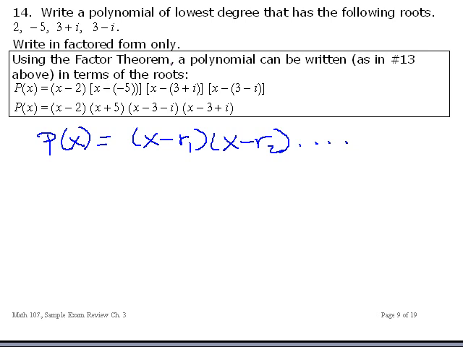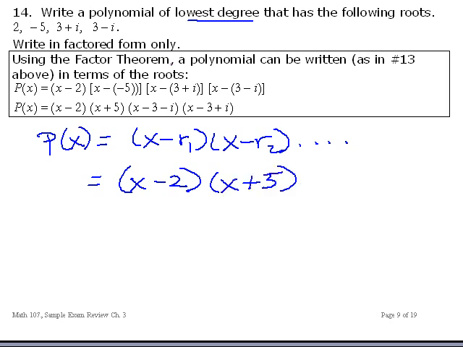In this case, you're given these roots, and the idea is to write the polynomial of lowest degree that has the following roots. Well, the minimum degree is going to be 4 because there are 4 roots, right? A polynomial of degree 10 could have these roots if they had multiplicities, but we're going to write the lowest degree. So it's x minus the root. The first root is 2, so it's x minus 2. Then it's x minus a negative 5, which would be x plus 5.